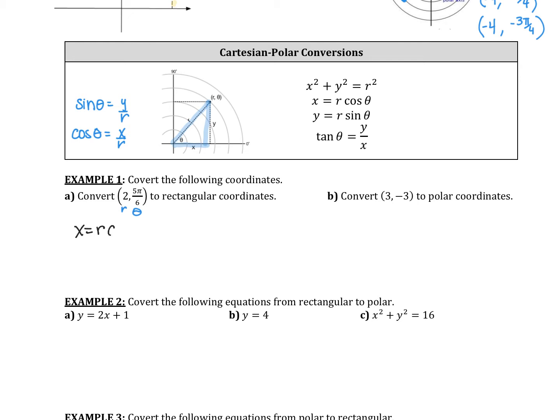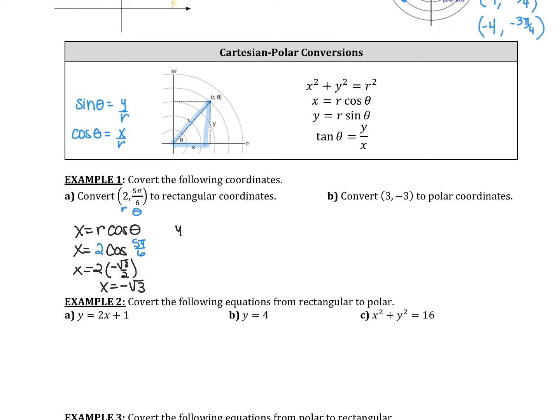X equals r cos theta. So x equals, in our case, 2 times the cosine of 5 pi over 6. Well, the cosine of 5 pi over 6 would be -√3 over 2. So I'd have 2 times -√3 over 2 equals x. So x would equal -√3.